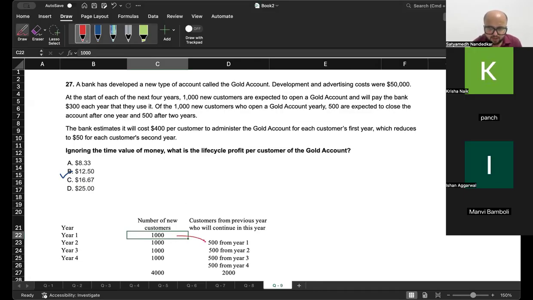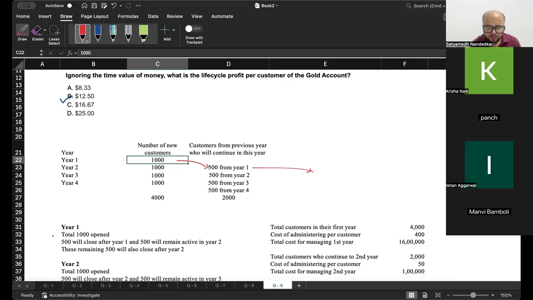500 will go to second year, right? And after that, there will be 0 customers left. Right? So 1,000 customers opened their account, 500 closed after year 1 and the remaining 500 closed after year 2. So out of these 1,000 customers, you served 1,000 customers in the first year, and out of these 1,000, you served only 500 customers in their second year of existence.